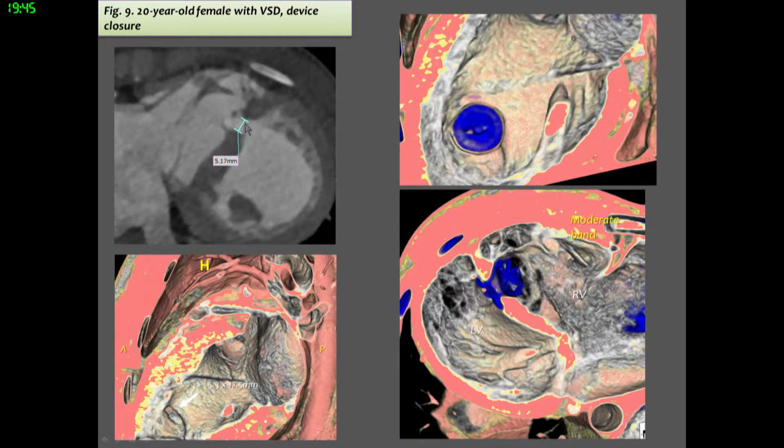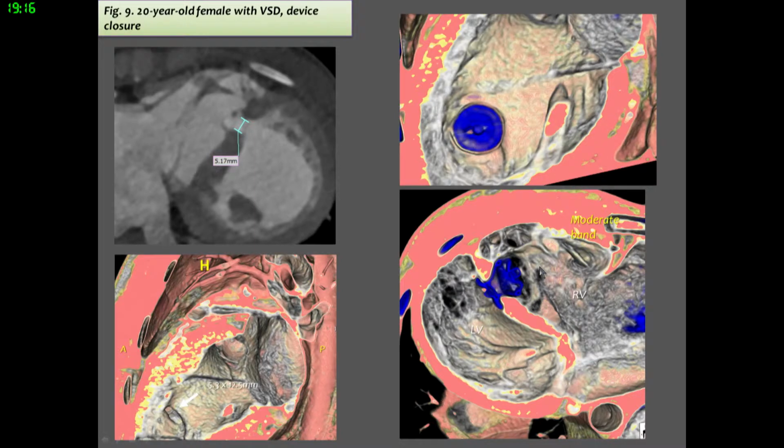This is a 20-year-old female patient with muscular trabecular VSD. The defect size is about 5.3 by 12.5 millimeters. Device closure of the defect was done using a plug occluder without evidence of leak. This is an LV-side morphology. However, moderate compression by a bulky LV disc was suspected on follow-up CT and echo, and frequent PVC was caused by mechanical irritation.